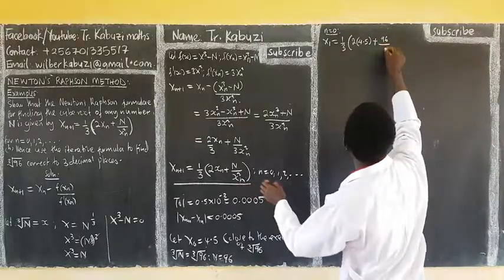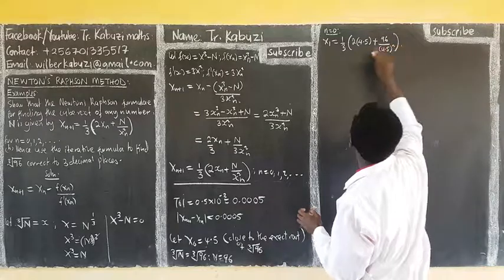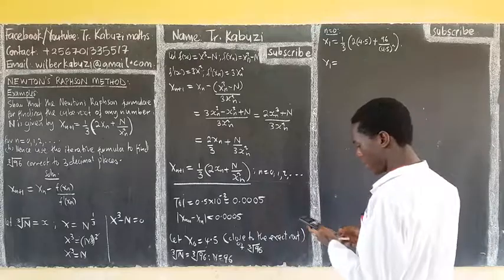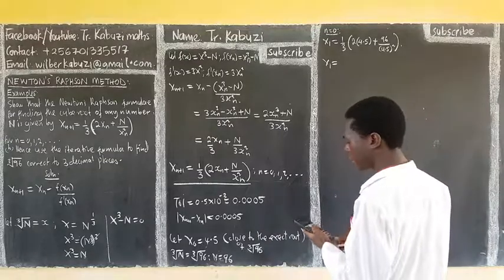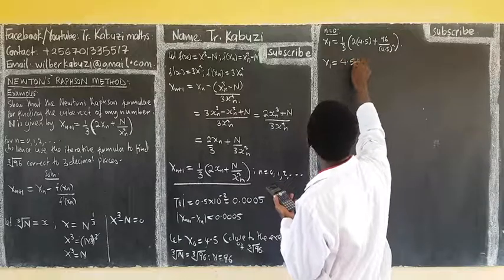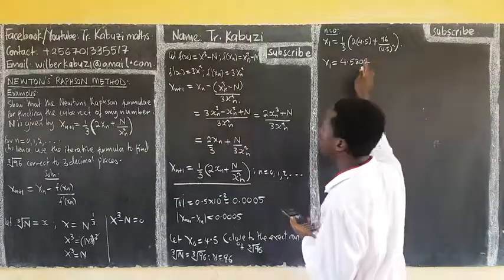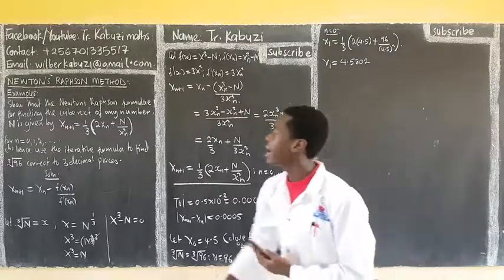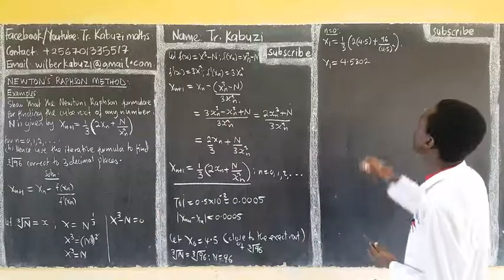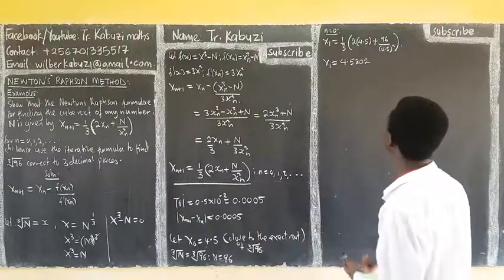4.5 squared. So here my x1 is going to be, when I put in these values, I'm getting 4.5802. I'm giving this to 4 decimal places because when they want your answer to 3, you give more decimal places. And so when I subtract this from this, the tolerance is not 0.